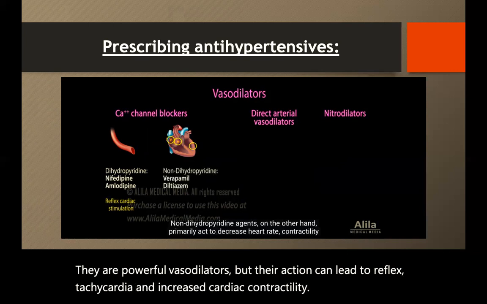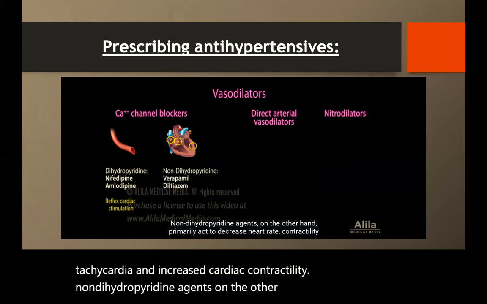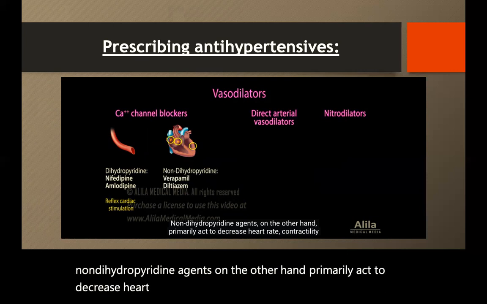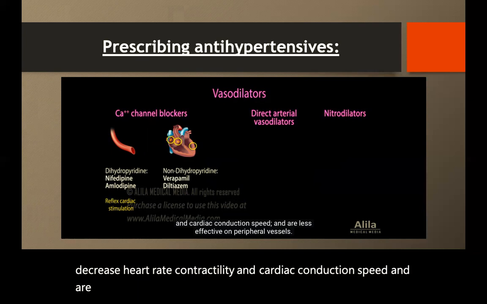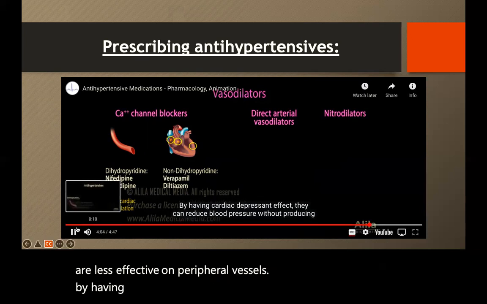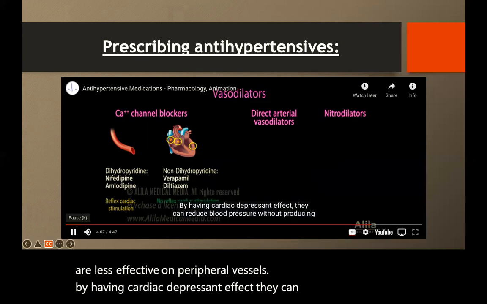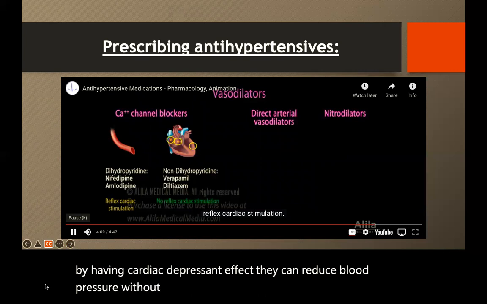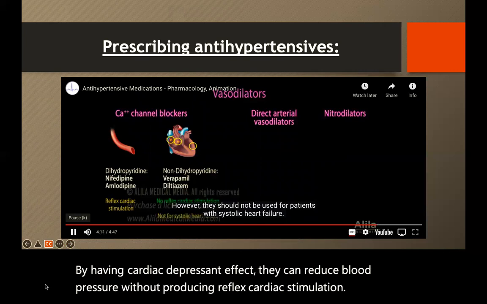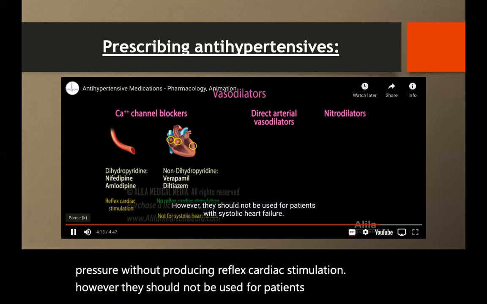Non-dihydropyridine agents, on the other hand, primarily act to decrease heart rate, contractility, and cardiac conduction speed, and are less effective on peripheral vessels. By having a cardiac depressant effect, they can reduce blood pressure without producing reflex cardiac stimulation. However, they should not be used for patients with systolic heart failure.